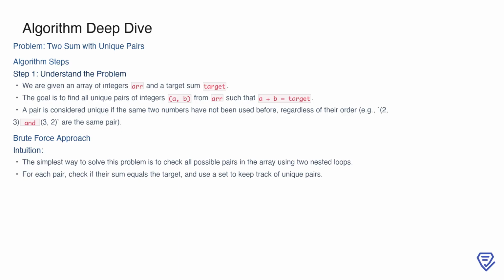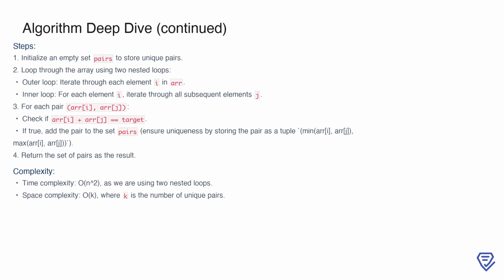Now, the brute force approach involves iterating through all possible pairs in the array. This means using two nested loops to check whether the sum of any two numbers equals the target. To ensure that we don't count the same pair multiple times, we can store the pairs in a set, because sets inherently prevent duplicates. While this approach is straightforward, it's not the most efficient, as we'll see in the next steps. Here's how the brute force approach works step by step.